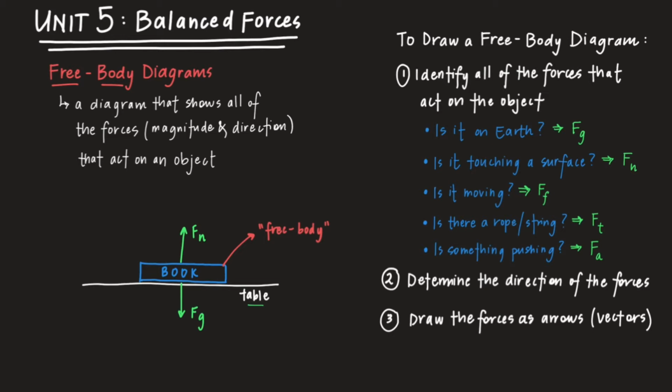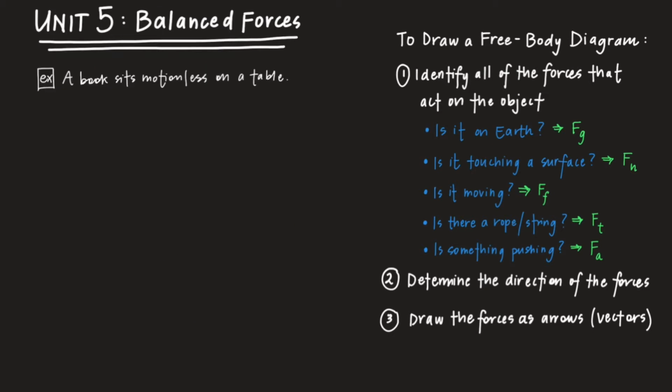So we're going to take a look at a couple different examples here to practice this process of drawing a free body diagram. Our first example is that we have a book sitting motionless on a table. Before we go through this process, I just want to remind everybody that we are in the unit of balanced forces, which means in every problem we solve in this unit, all of the forces acting on an object are going to be balanced. It's important to keep that in mind when we're drawing our free body diagrams, and we'll see what that looks like here.